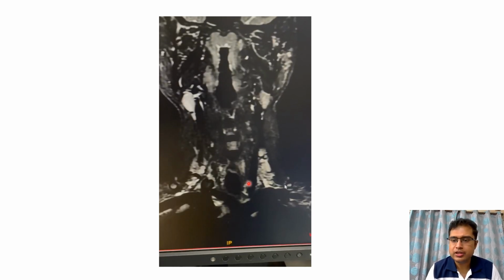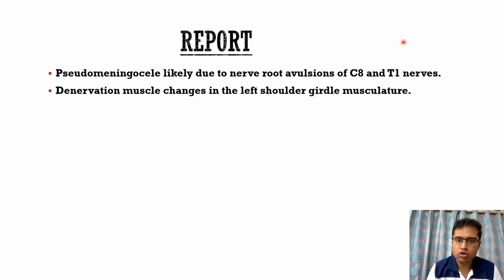These are basically pseudomeningoceles. I've discussed in detail about this particular condition in one of my videos. You can take a look at that. So this is a report that I had given: pseudomeningocele due to nerve root avulsions of C8 and T1, along with denervation muscle changes in the left shoulder girdle musculature. So that finishes the day.